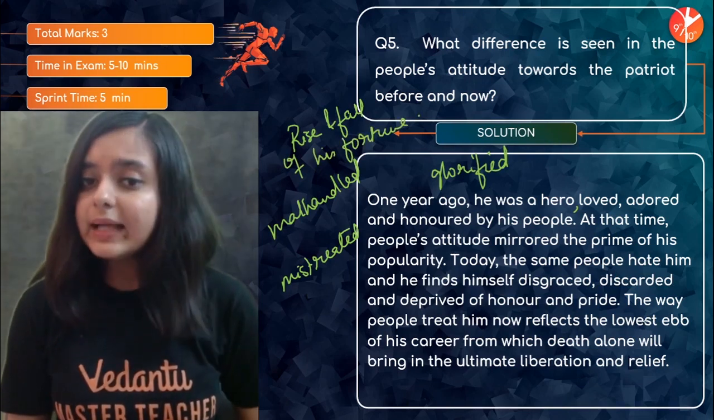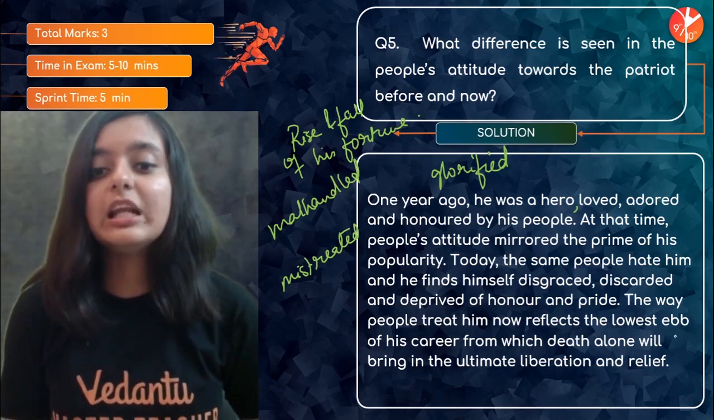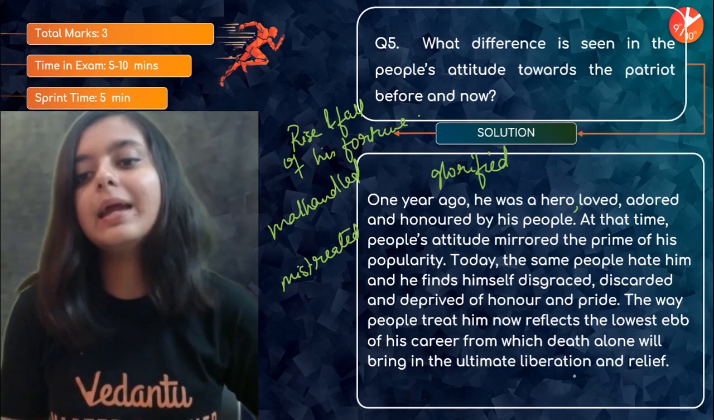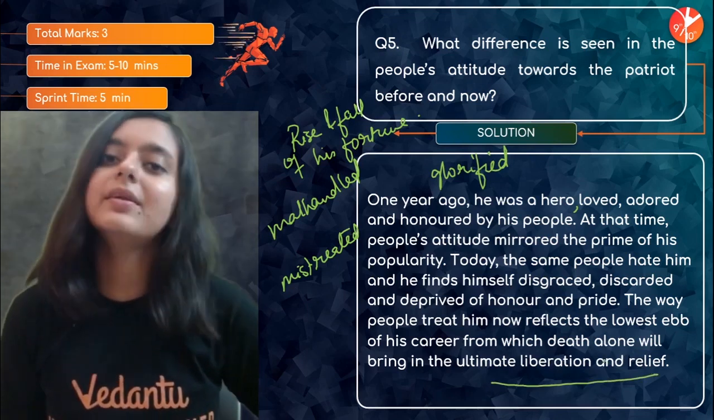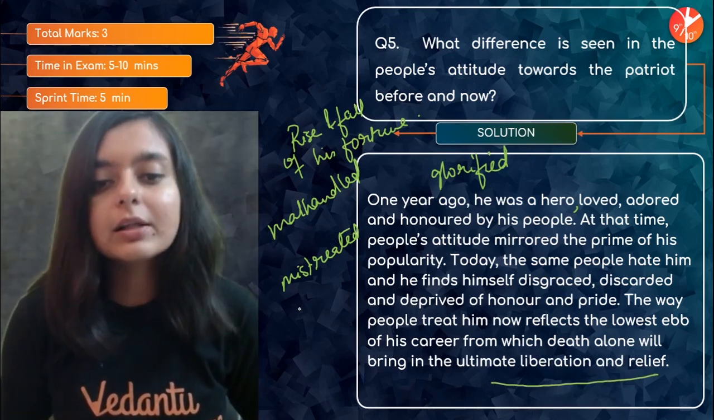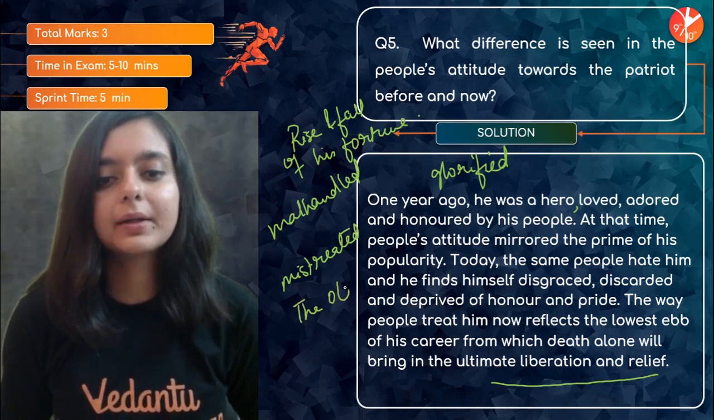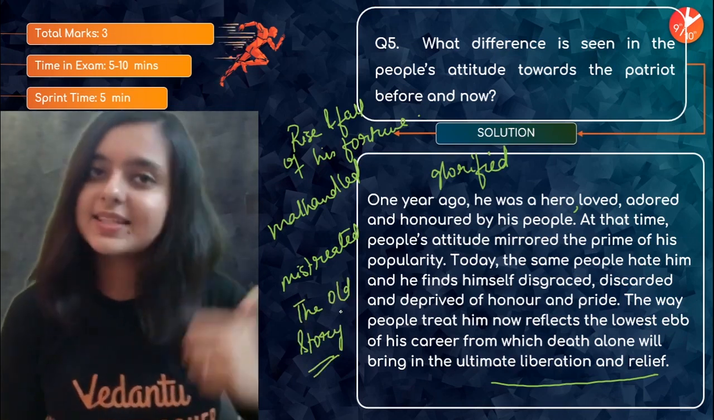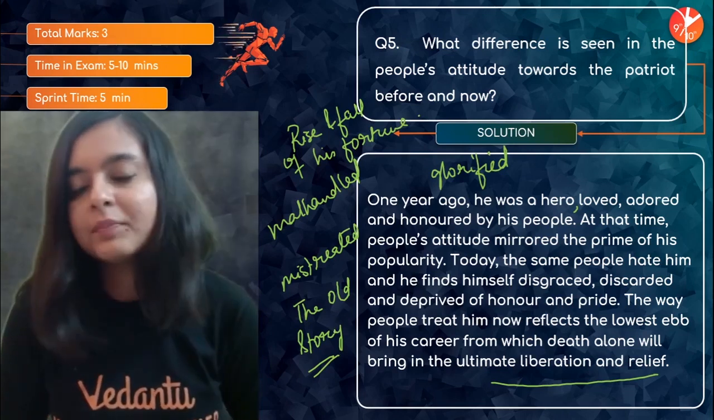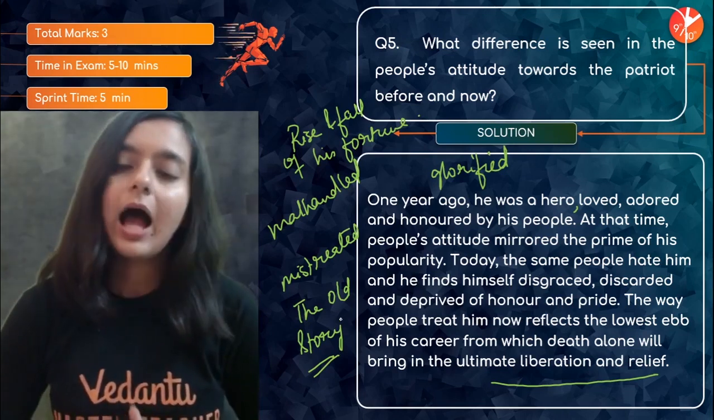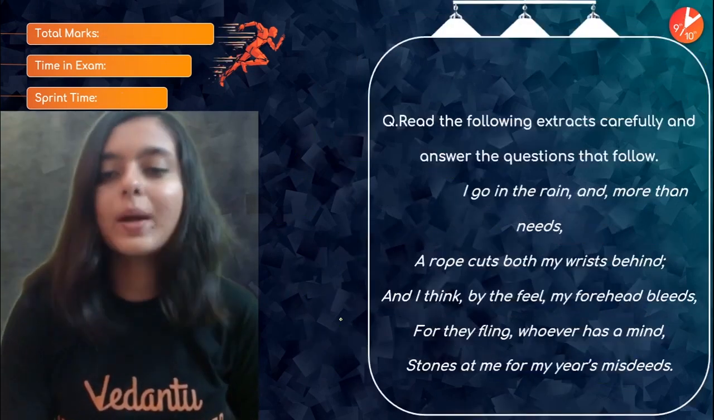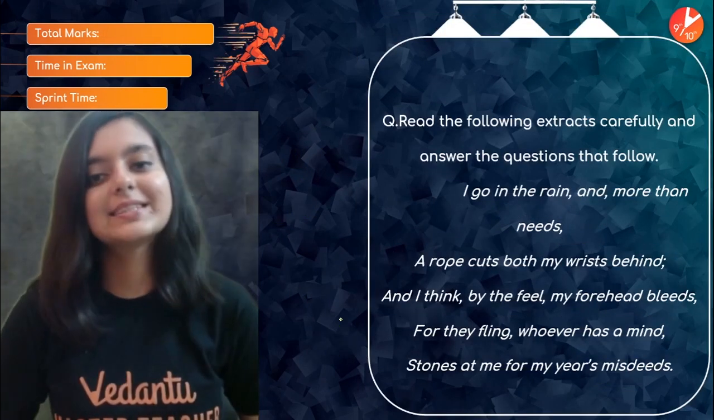So the way people treat him now reflects the lowest ebb of his career, from which death alone will bring him the ultimate liberation and relief. You can also add the old story part, which is there in the title, as I have already told you a few slides ago. That is going to somehow enrich your answers. Next question. We go on to the next stanza.